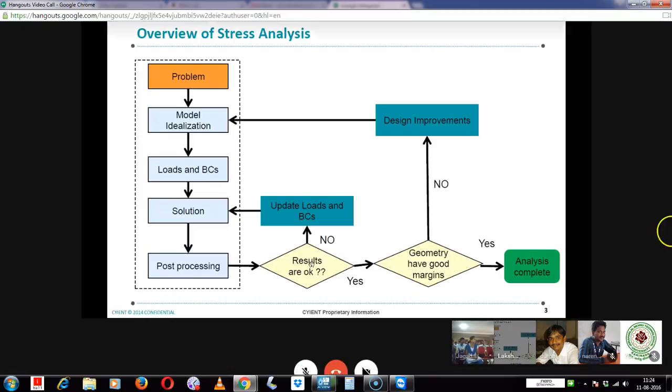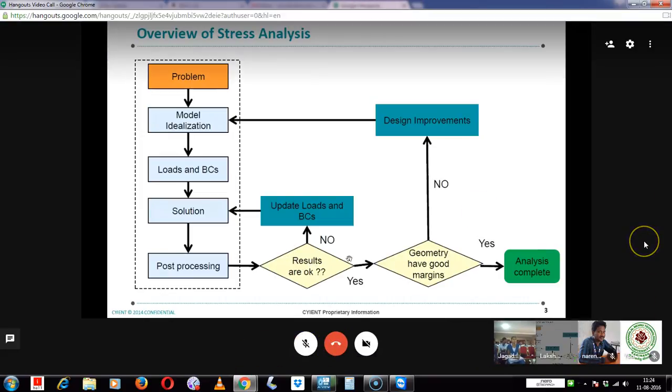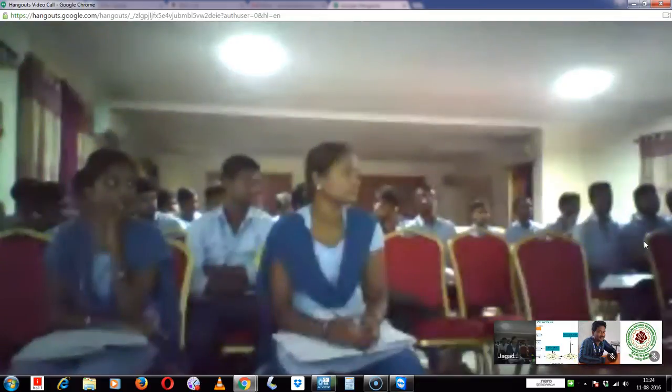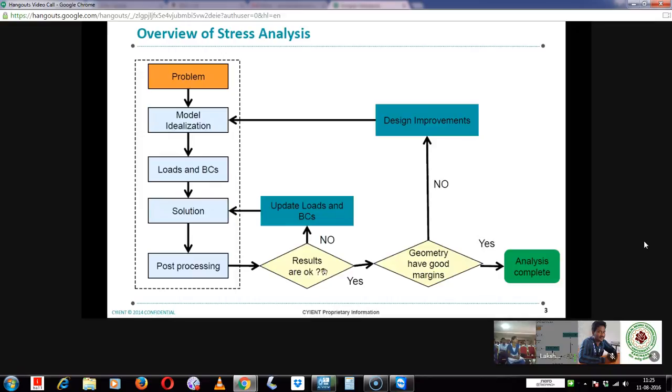If it is making sense, then we'll go ahead and calculate the margins. If not, we review the loads and BCs. If results are okay, then we'll check the margins, whether this geometry has good margins. If it has good margins, then our analysis is complete. Even if it does not have good margins, our analysis is almost complete. But we need to give that input to the design team, saying that this geometry doesn't have good margins. It requires a design improvement, or we need to redesign the component.